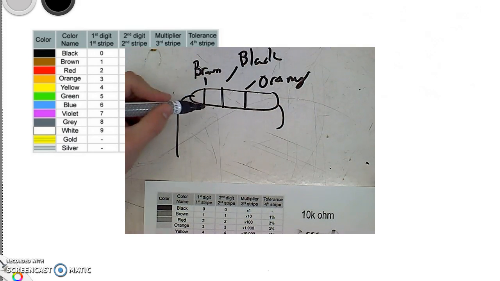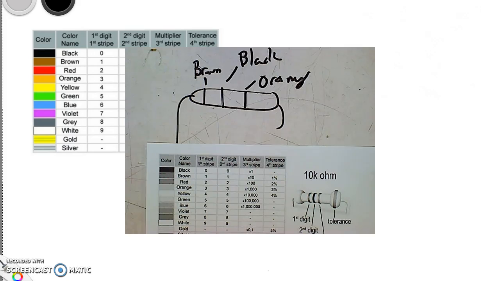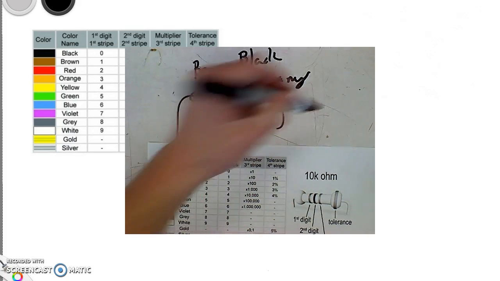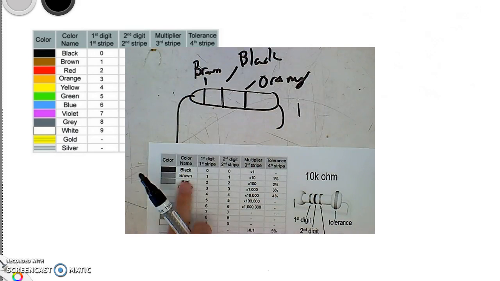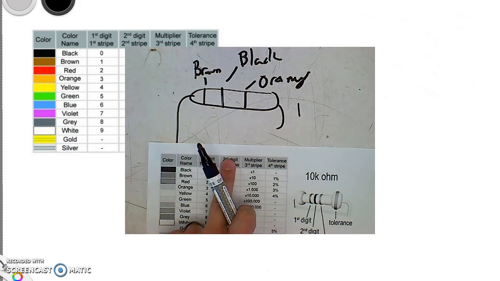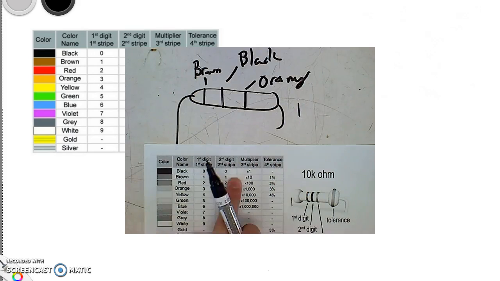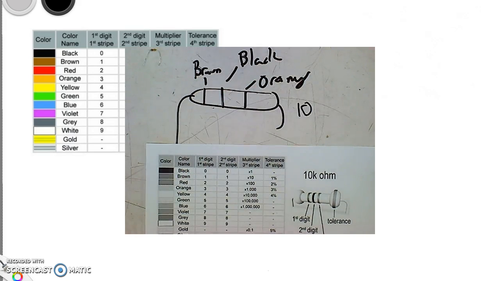So brown, if we look at our table here, says that the first stripe represents a 1. So I'm going to put a 1 right here. The second stripe is black. In the second digit, black represents a 0. So we have 1, 0.